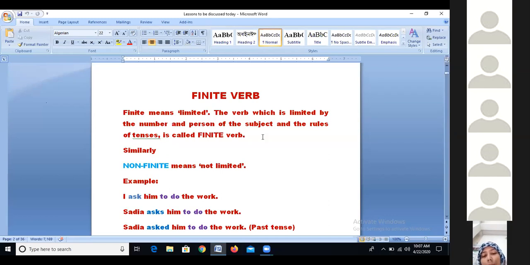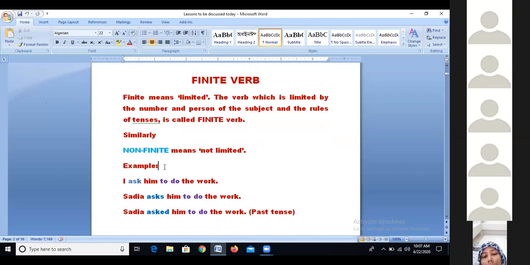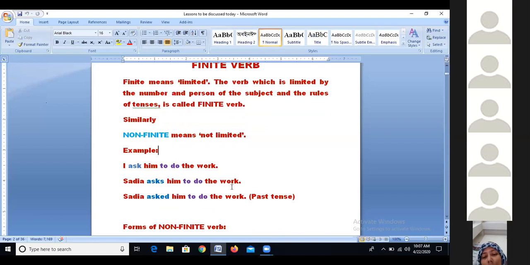For example, now come to this example. I ask him to do the work. Now come to the second example. Sadia asks him to do the work. And third example, Sadia asked him to do the work. Now, if you think of this verb, ask, I ask him, or Sadia asks him, or Sadia asked him, then just look at the changes.